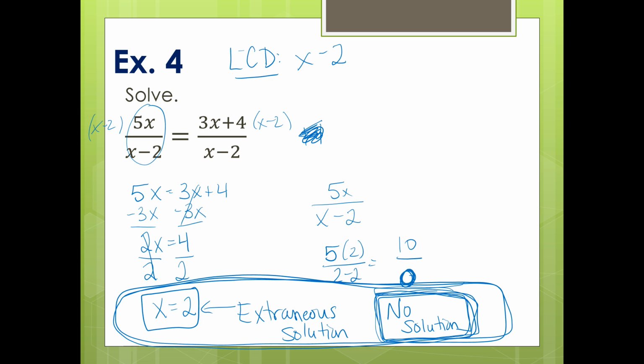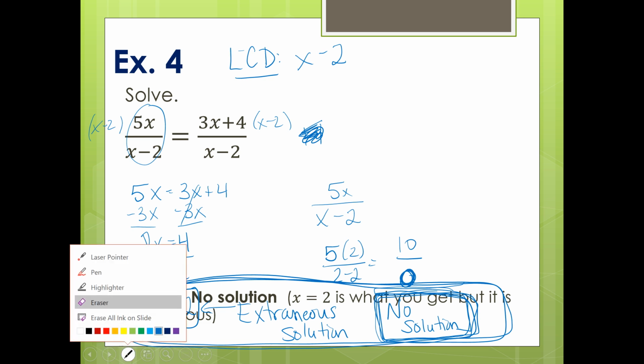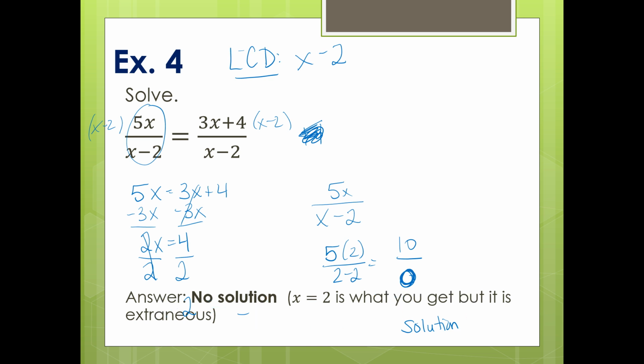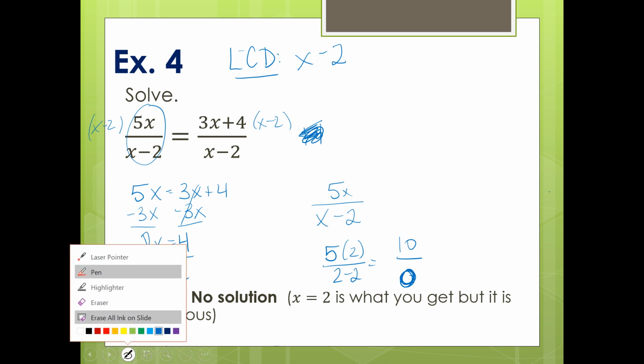Okay? All right, I think that's going to pop up and we can't read it. Okay. So, let me erase this so you can see that. Okay. So yeah, what this says is our answer is no solution, but x minus 2 is what you get, but it's extraneous. So I would, again, like you to acknowledge that we got to it, but it was extraneous. But our answer is no solution. Okay. Next. All right, one second.